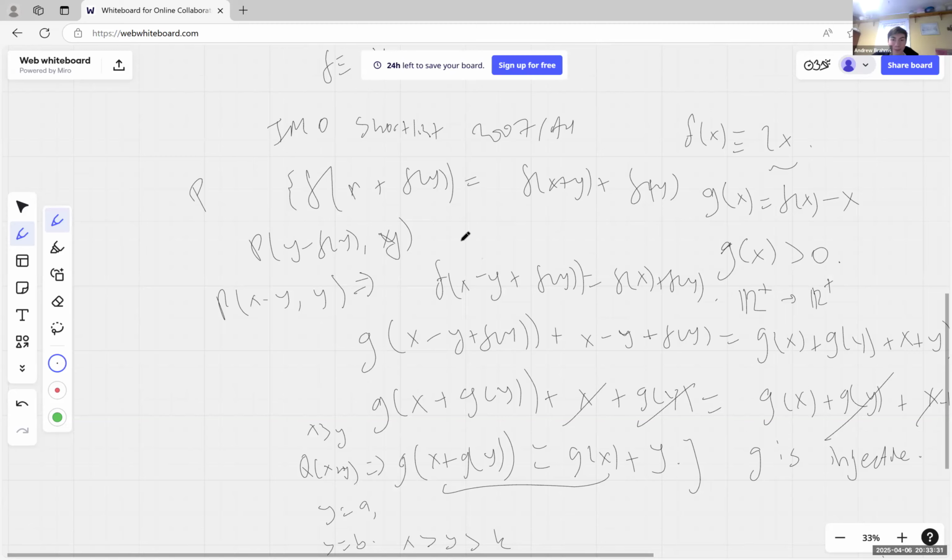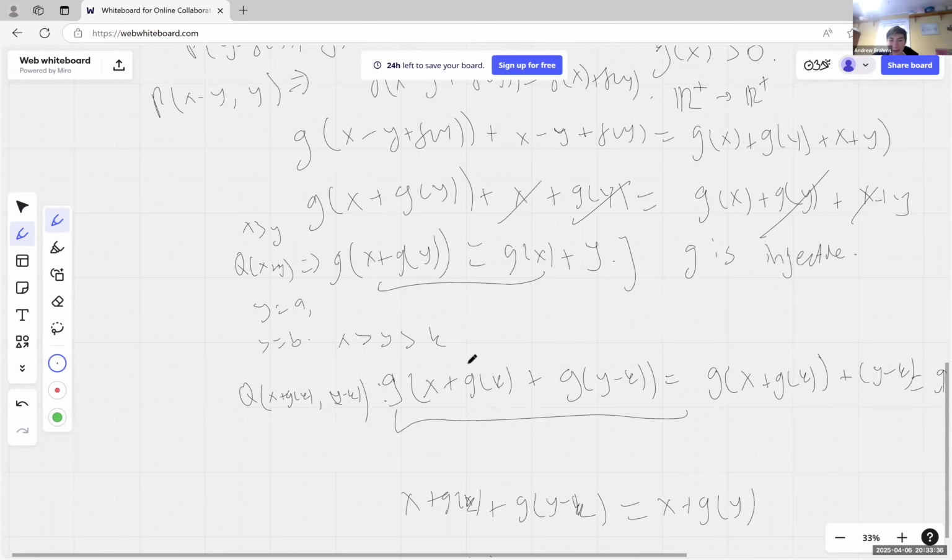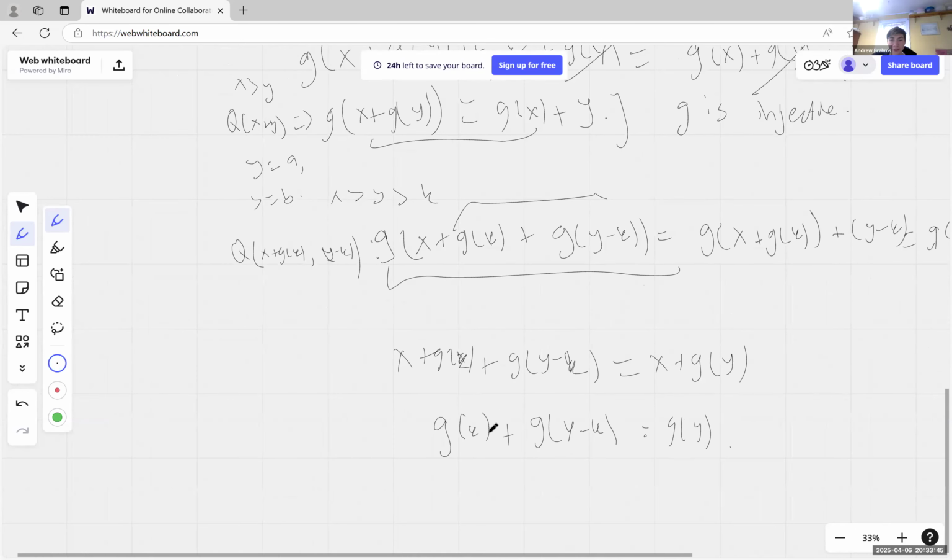But the fundamental step is to try and figure out something of the form x plus y, g of x plus g of y is equal to g of x plus y for some values of x and y. Here it would be k and y minus k. Now, so this is sort of a taste of the kinds of problems that involve reducing to Cauchy's functional equation. And this is perhaps one of the more common techniques.